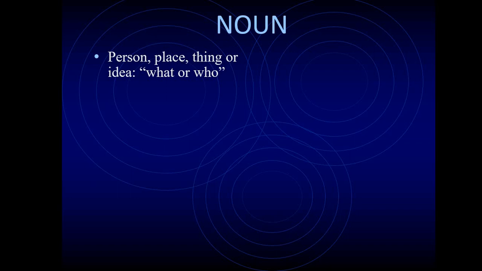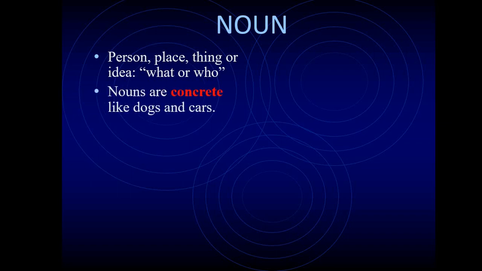Now let's talk about idea. A noun can be an idea, such as, let's say, love, freedom, poverty, slavery, success, all abstract nouns. These are considered ideas. We can't classify them under person or people. They can't go under places, nor can they go under things. So they are ideas. So a noun is a name of a person, place, thing, or idea.